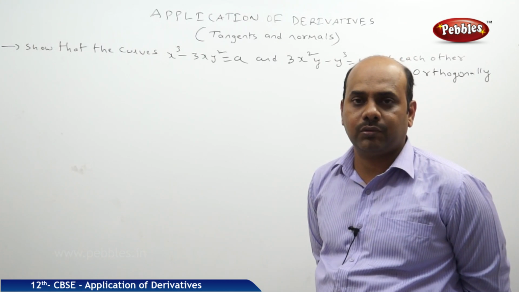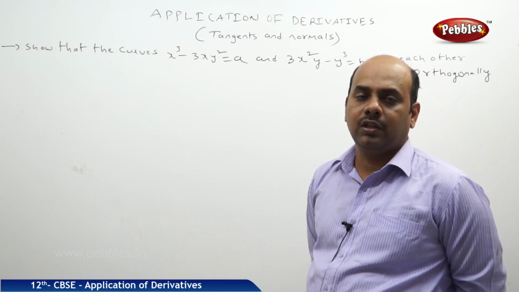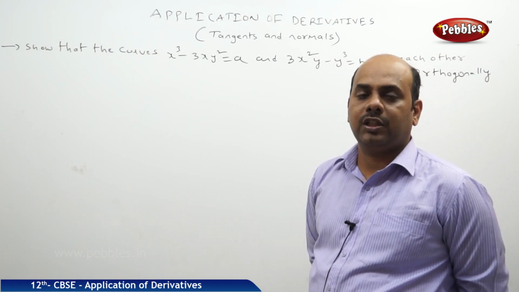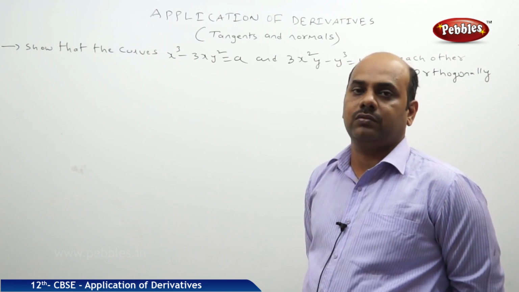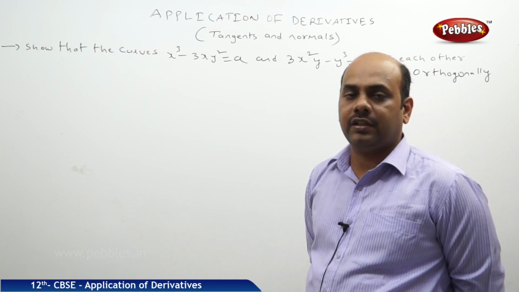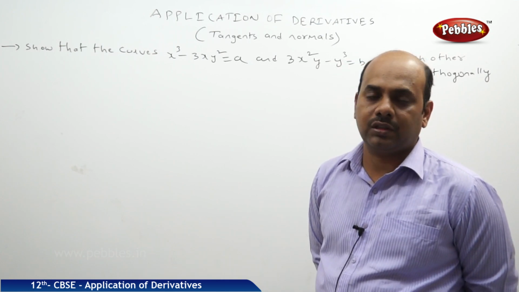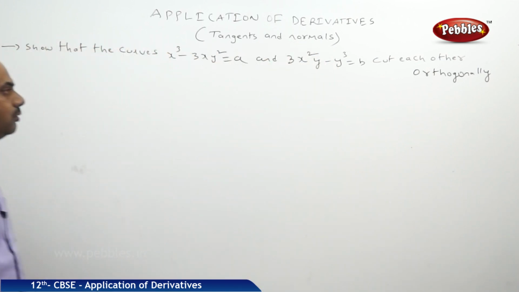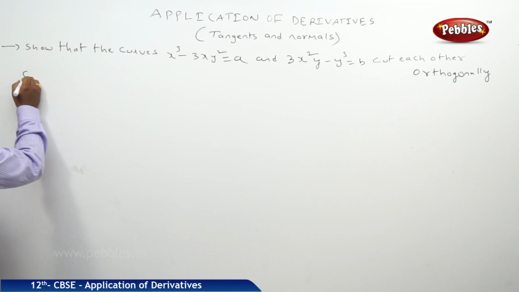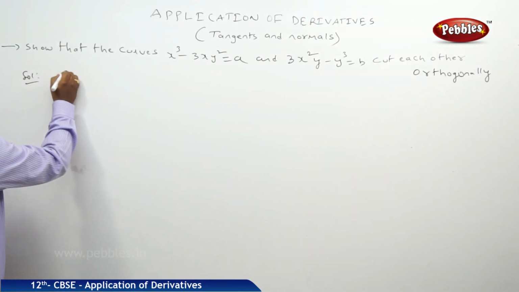Angle between two curves at their point of intersection means at their point of intersection you might be drawing two straight lines. If you take the angle between those two, that means if it is 90 degrees, then we can call two curves as cutting each other orthogonally. Now we shall see how to solve this particular problem. It's an important concept.